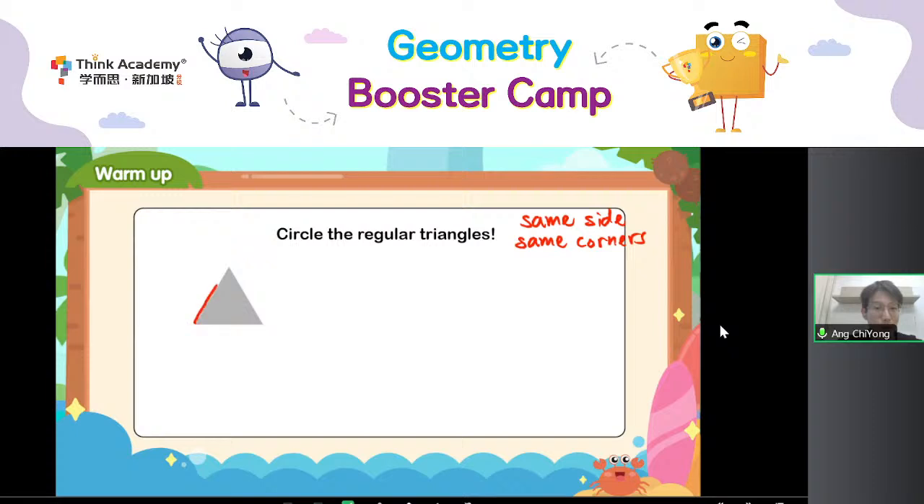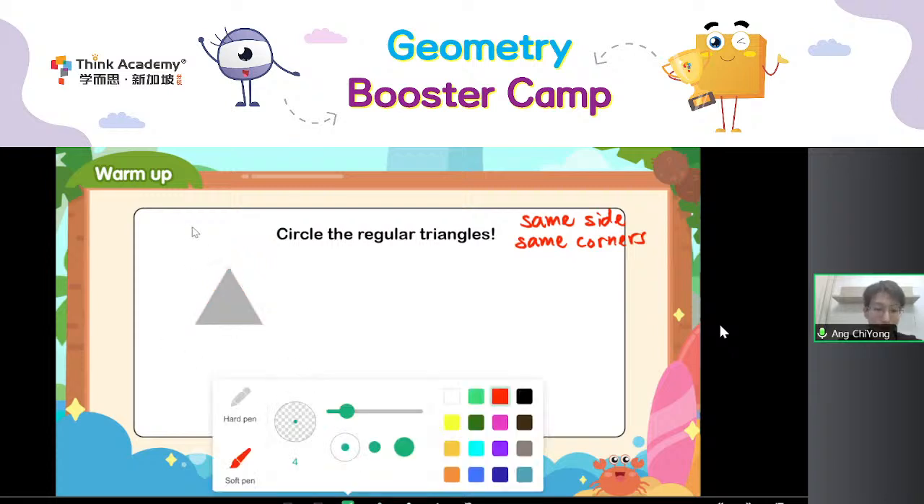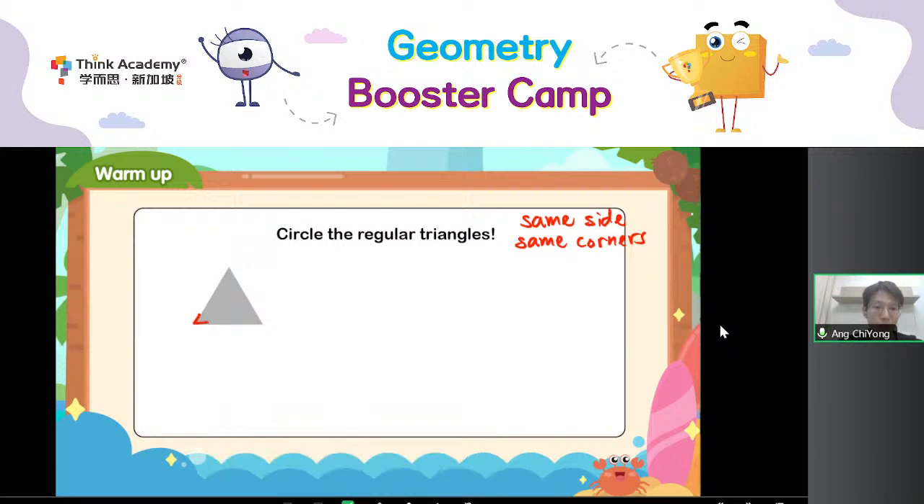Let's look. The sides are here. They all look like the same size. Now what about the corners? One corner, two corner, three corner. They all look the same to me. So this is a regular triangle. Let me circle it bigger. This is a regular triangle. Now let's check out the next one.